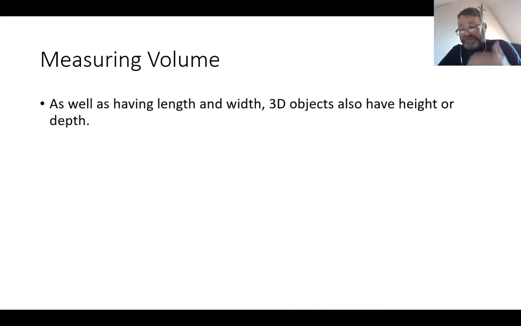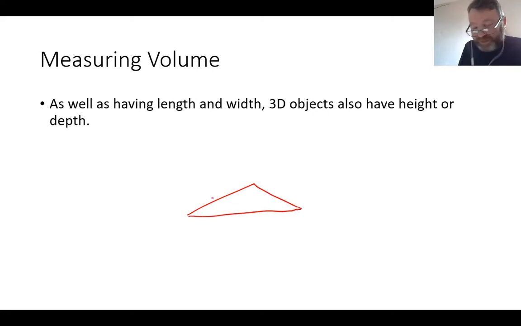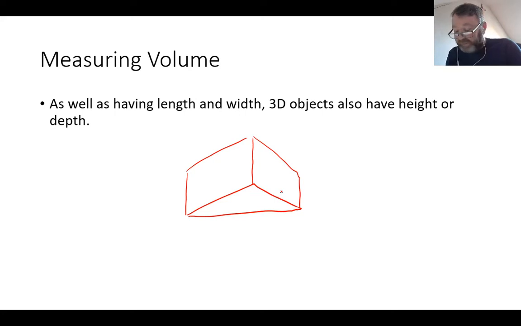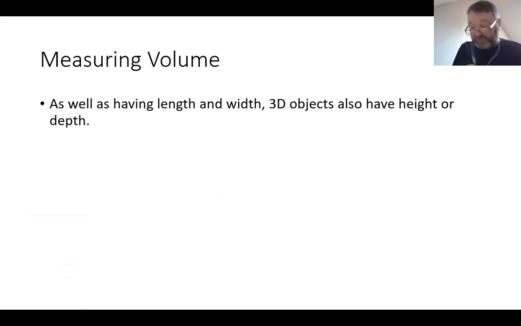So as well as having length, as we said, and width, 3D objects also have height. And it's even the same for triangles. So if I was to draw a flat triangle like this, that has area. But if I was to give it height like this, you see what happened? Straight away, it turns into a three-dimensional object. And now it takes up space. So it's like a bit of Swiss cheese like that. So you see, I started off with a flat triangle and I gave it height, and all of a sudden it becomes a three-dimensional object.